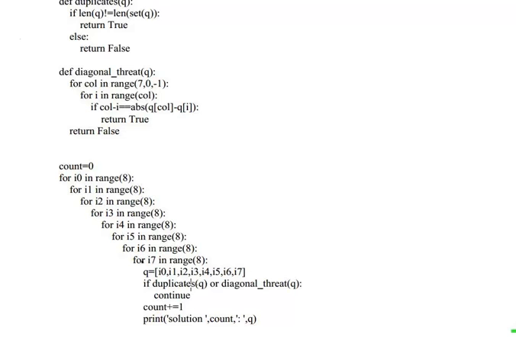Do I have any duplicates? And is there a diagonal threat? Now notice this thing is an OR. And the way that an OR works is that the OR is going to be true if either of the two pieces is true. So if I have duplicates, I'm not even going to check to see if there's a diagonal threat. If there are no duplicates, then I'm going to go check for the diagonal threat. Now how does duplicates work?